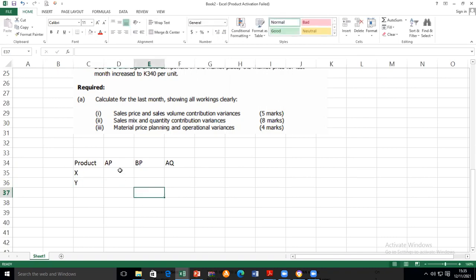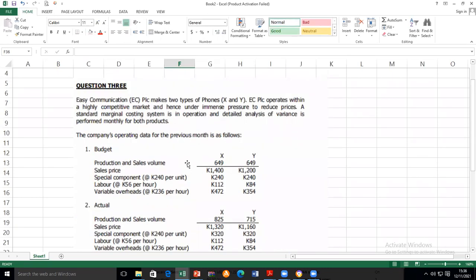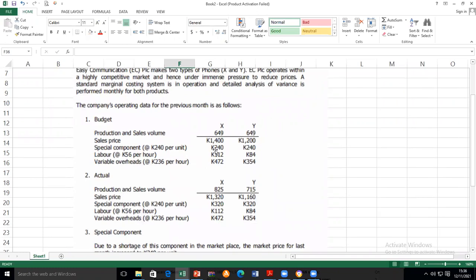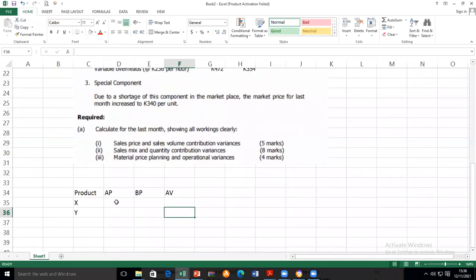Okay, so actual price minus budgeted price multiplied by the actual volumes. So let's go. X and Y. Let's start with X. What was the actual price? 1320.